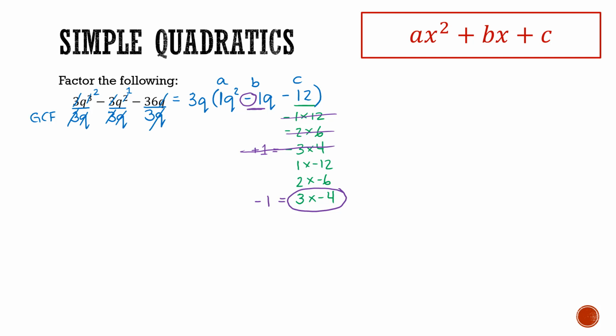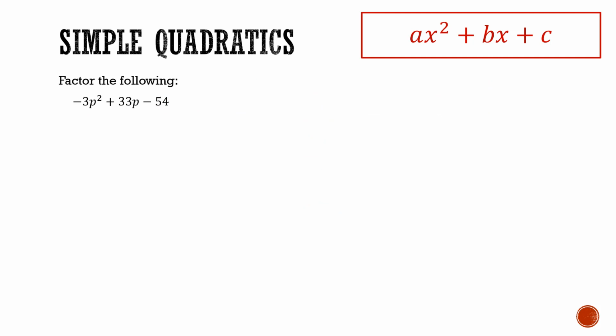Okay, so I have the greatest common factor, 3q, times x plus 3, as I had a positive 3 value in the pair, and x minus 4, as I had a negative 4 value in that pair. And there's my final answer. Of course, you can do a check on these at the end to validate your answer, but I'll leave that to you. So let's do one more example, and then we'll move to cases where the coefficient for x squared is not 1. Here we have negative 3p squared plus 33p minus 54.